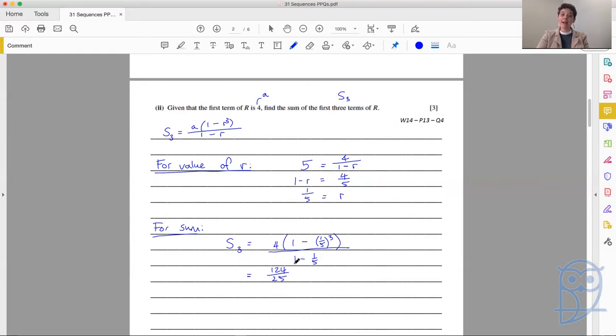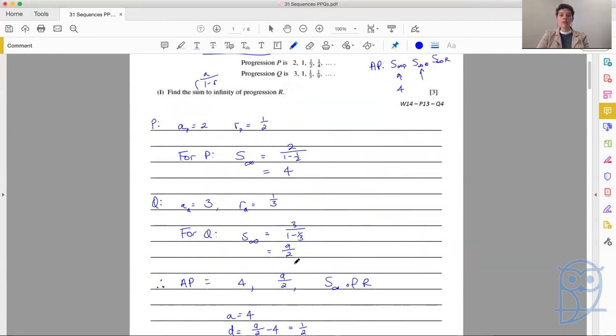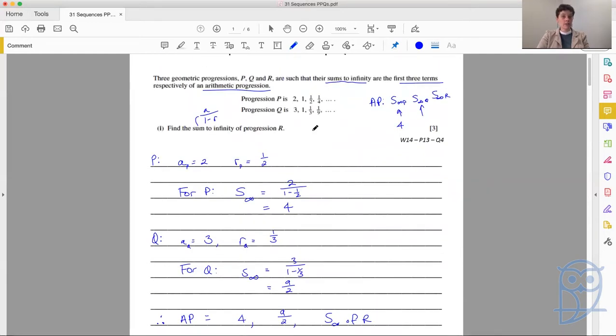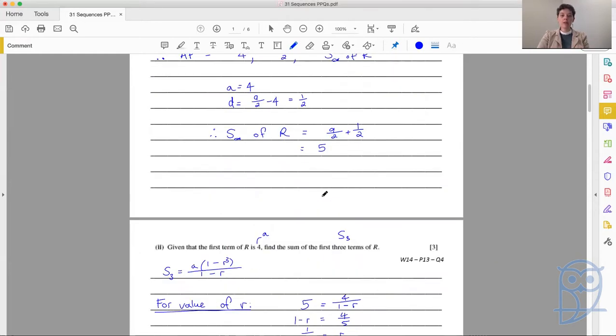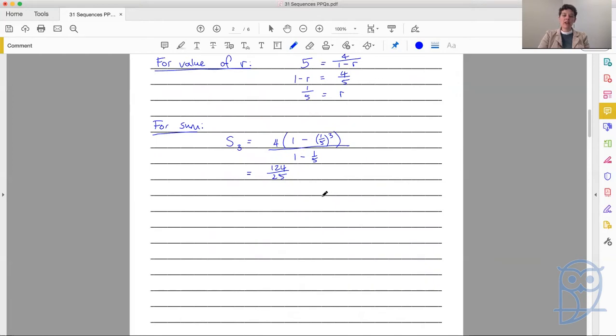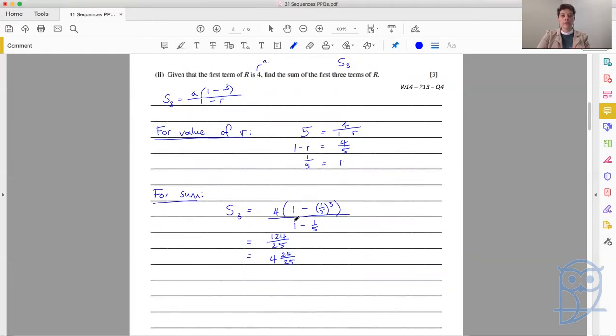And we check back at our original question. The original question worked with fractions, so we wouldn't actually want to give a decimal answer here. But 124 over 25, that's rather a majorly top-heavy fraction, so let's take it down into a mixed number. This is 4 and 24 25ths. So our sum of the first three terms for r is 4 and 24 over 25.